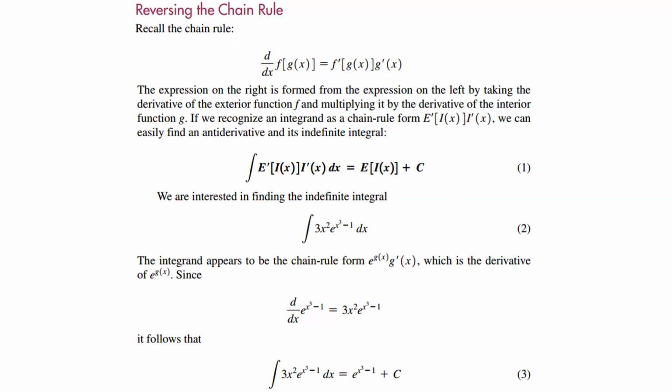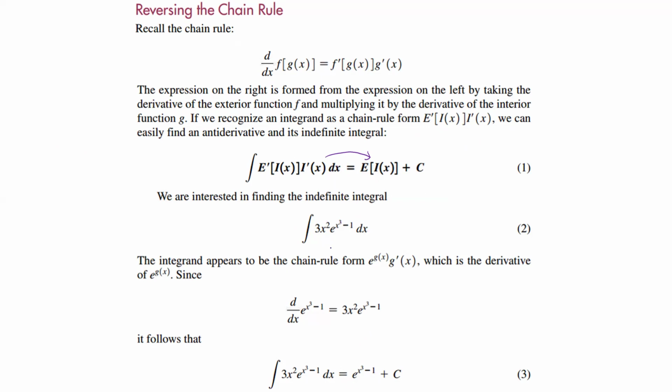Now, if we recognize an integrand as the chain rule form, f prime of g of x times g prime of x, we can easily find the antiderivative and its indefinite integral. So this is what we're going to start with, and what we want to get to is the integral, or the antiderivative, at this part here. So what we're really interested in is finding the indefinite integral. Something that looks like this we start with, and when we get done, it's going to look something like this.